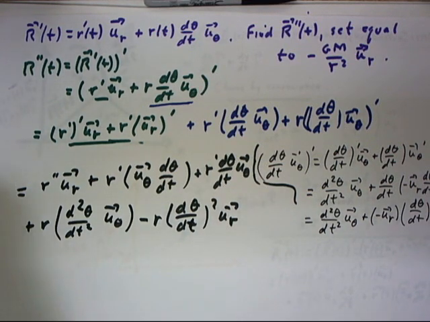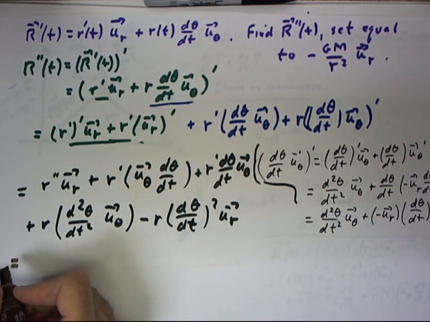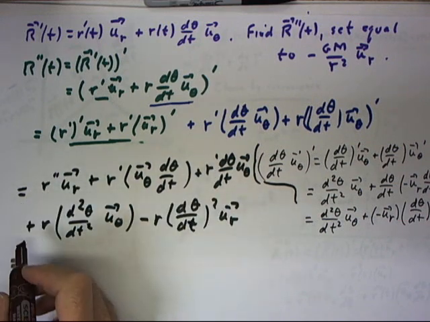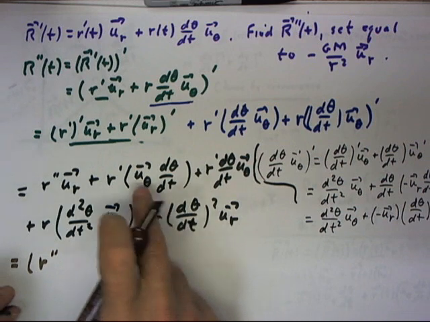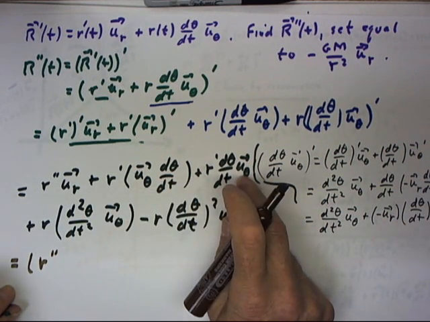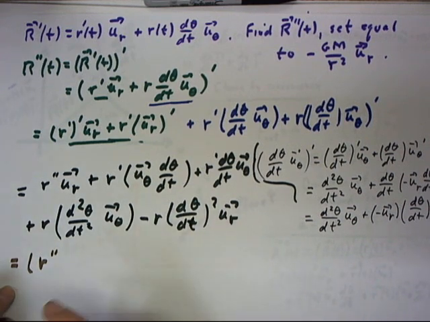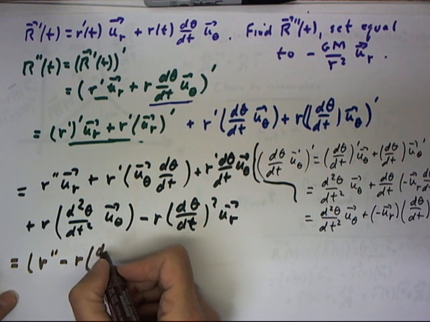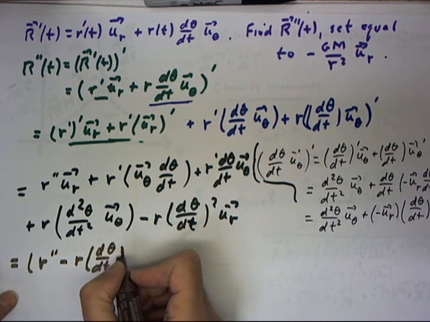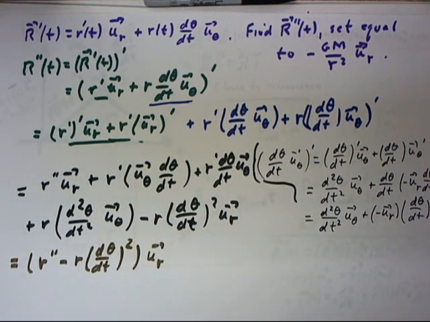Now finally, we just want to collect our u sub r and u sub theta terms. So I'm just going to go through the expression and pull out anything that's a multiple of u sub r, and that's going to be r double prime from here, no u sub r here or here, but there's a u sub r down here. So we have negative r times d theta dt quantity squared multiplied by u sub r.